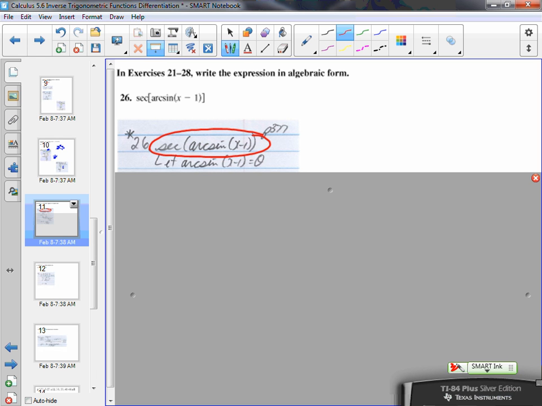All right? So let's start off the same way. We're going to let the part in the parentheses be theta. So let theta equal the arc sine of x minus 1. And then how would we draw that? Let's make a little right triangle. And like we talked about yesterday, if the arc sine of x minus 1 equals theta, that means that the sine of theta equals x minus 1. And in fact, I can put that over 1.